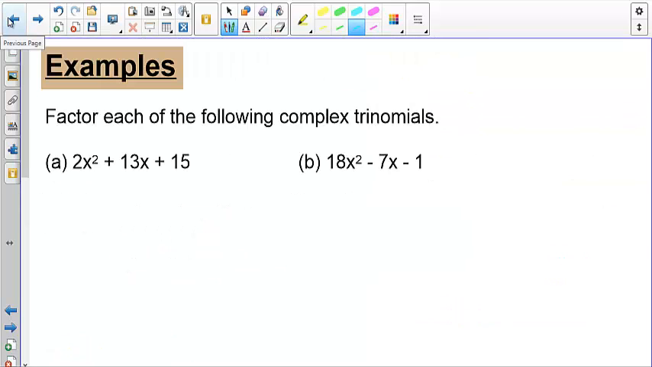Okay, so here are two examples. I'm going to walk you through these two examples personally, and then I'll give you two examples to go ahead and pause and do, okay?